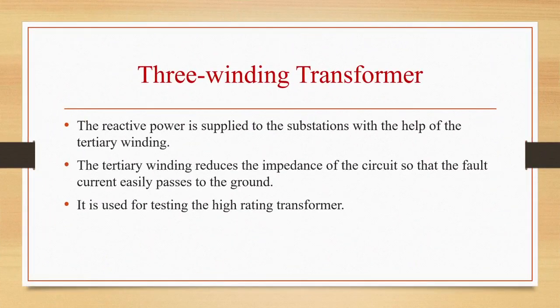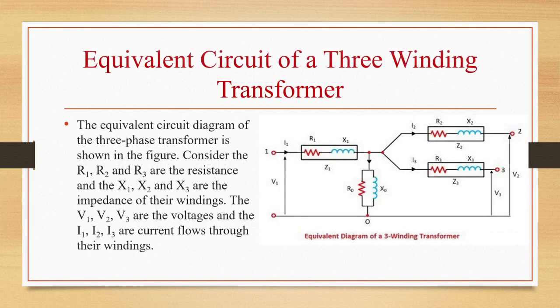Reactive power will be supplied to the substations with the help of the tertiary winding. Okay. Reactive power will be supplied to the substations with the help of this winding only. Then the second one is that the tertiary winding reduces the impedance of the circuit so that the fault current easily passes to the ground. Then the third one is that it is used for testing the high rating transformer.